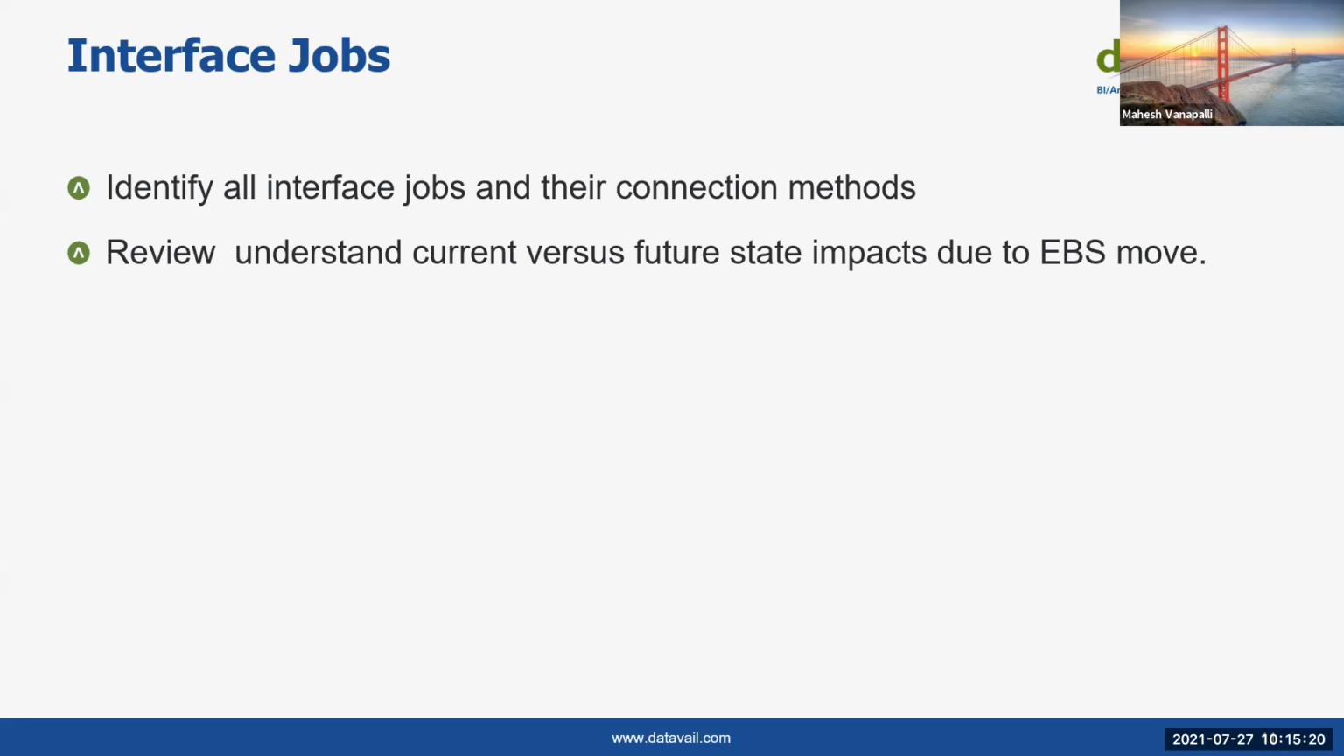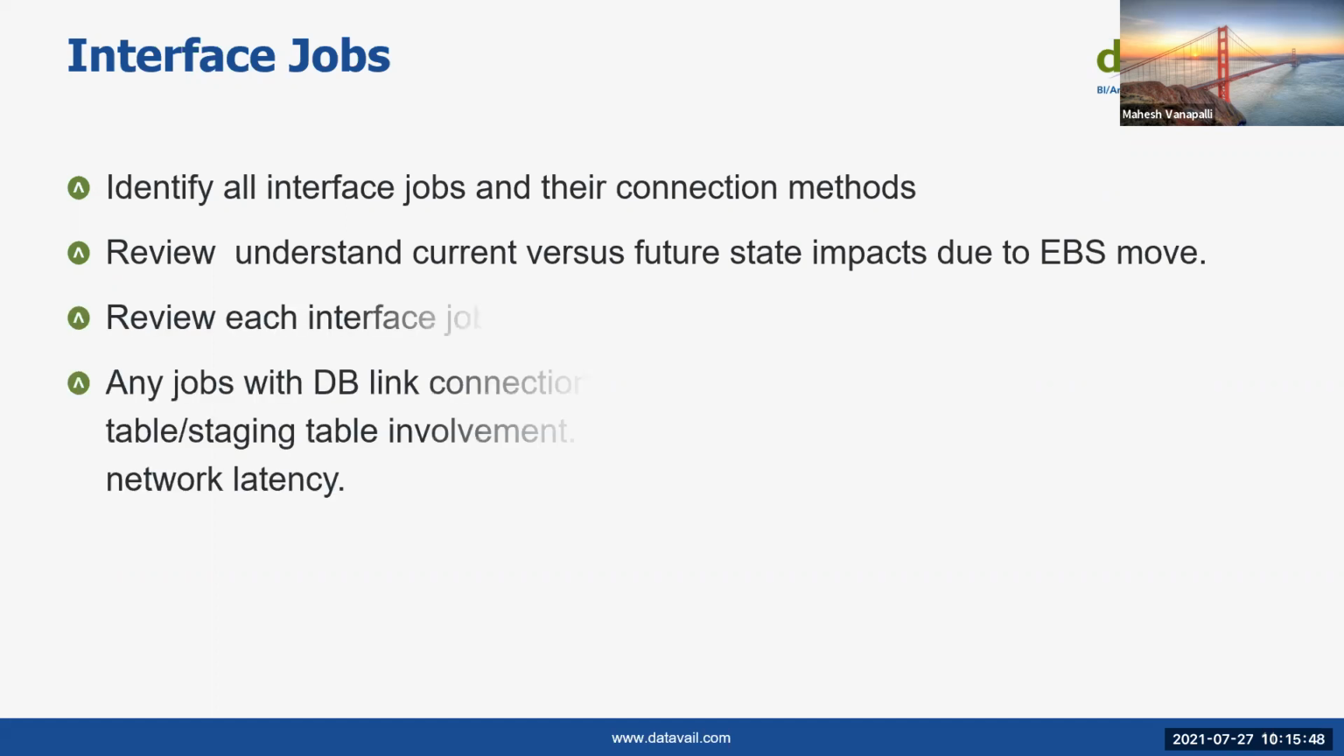So it is important to understand how the connection method is now, and during the journey, what the current connection method status will be. Will there be any impact to that connection method? And then post EBS move, and the rest of the applications move to whatever the target state is, what that state is going to be. So when we look at interface jobs, it is important to see these.